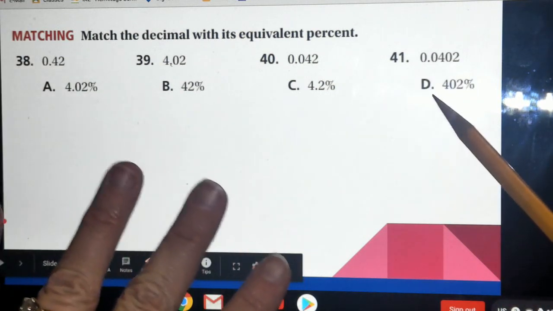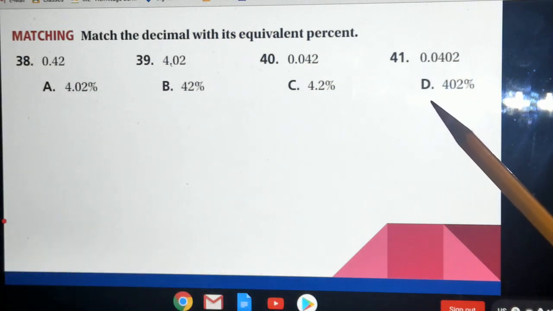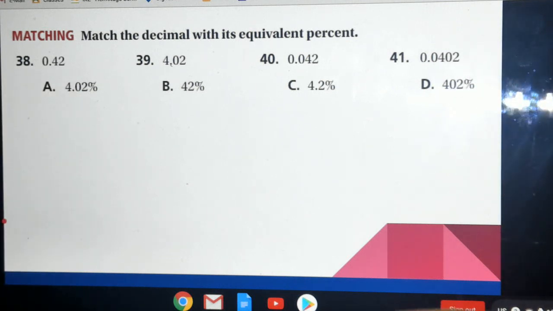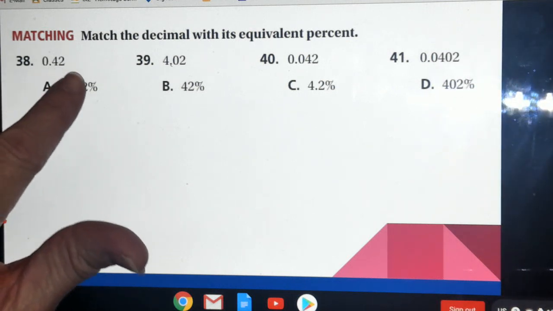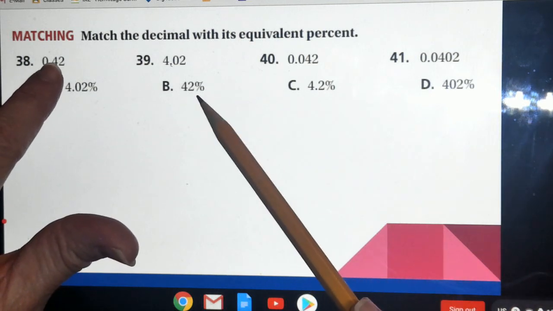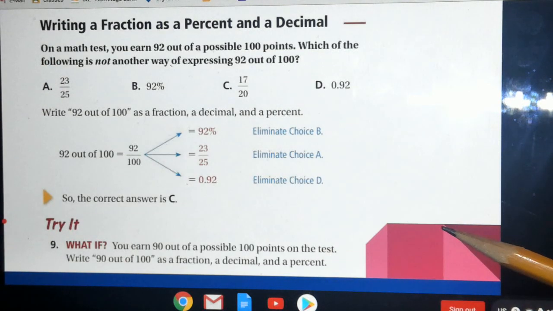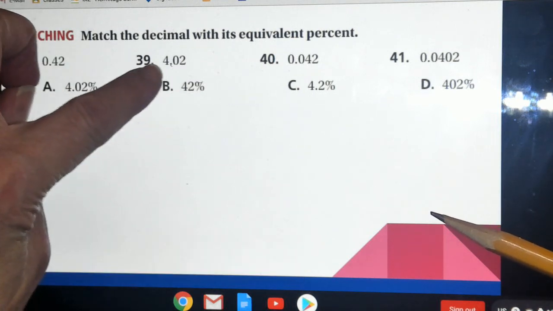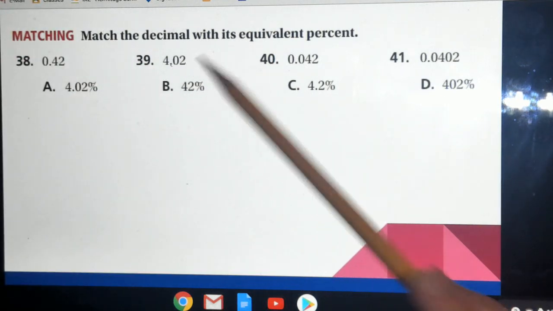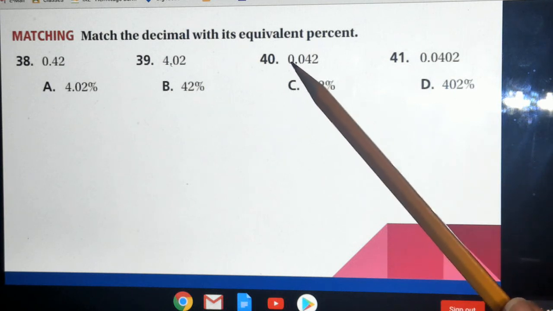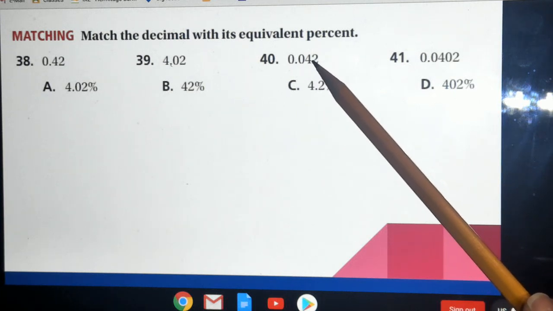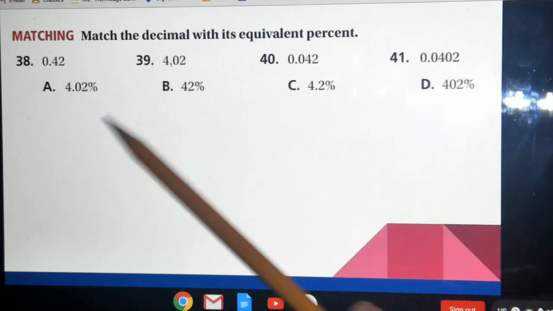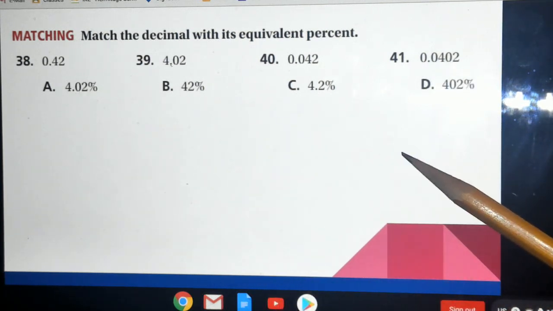Okay, so on Friday we did this. We matched these all up with their partners here. So we have to make these all into percents. So this one, if we move 2 places to the right, we would get 42%. So that one's B. Oops, sorry. If we move this one 2 places to the right, we would get 402%. So that one would be D. If we move this one 2 places to the right, we would get 4.2%. So that's C. And this one, 4.02, that's A.